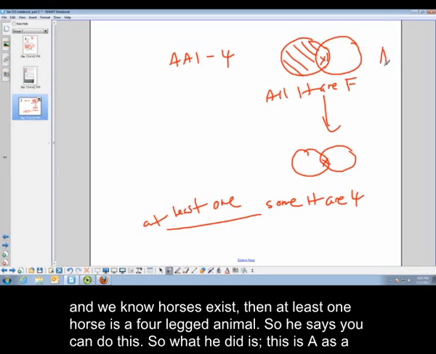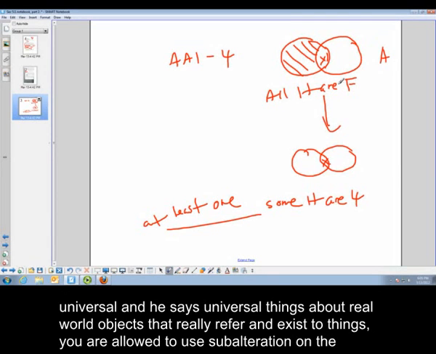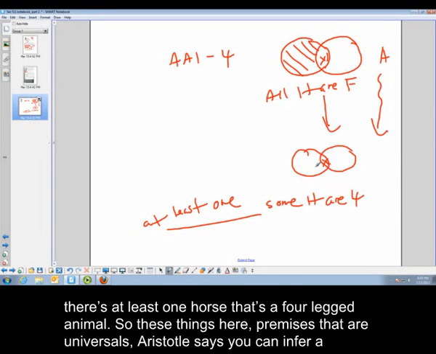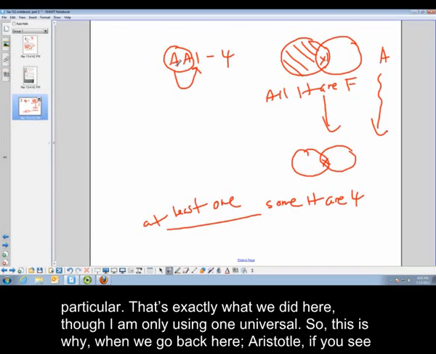So what he did is this is A is a universal. And he says universal things about real world objects that really refer and exist to things, you are allowed to use subalternation on this traditional square of opposition. And if you know the universal is true, if you know all horses are four-legged animals is true, then you also know there's at least one horse that's a four-legged animal. So these things here, premises that are universals, Aristotle says you can infer a particular. That's exactly what we did here, though I'm only using one universal.